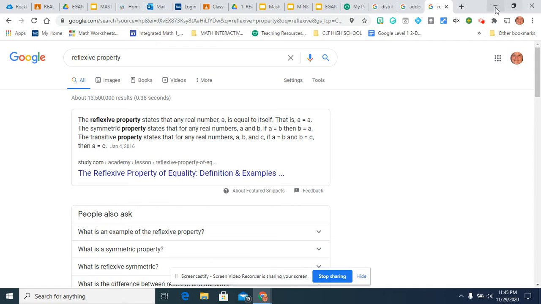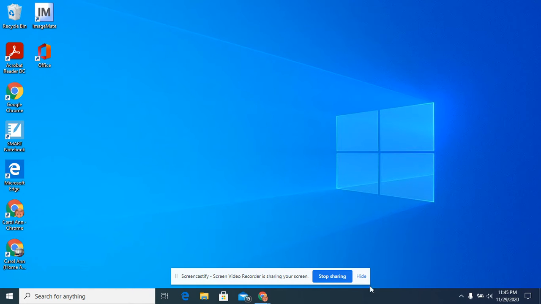Okay, so we're gonna go to the second part of estimating radicals. We're gonna estimate radicals to the closest decimal designation.